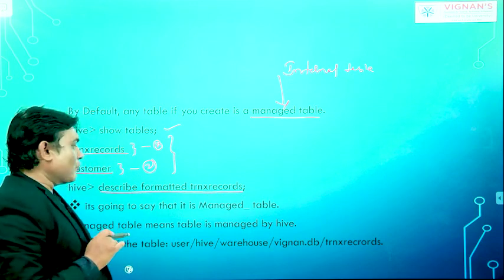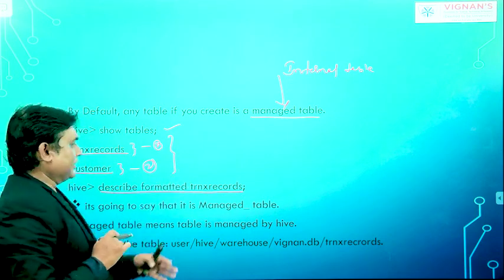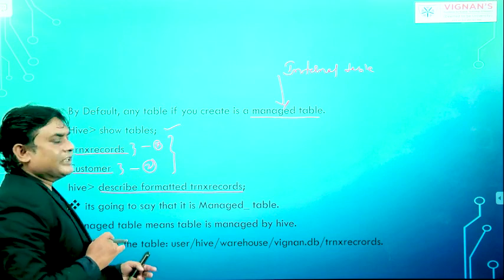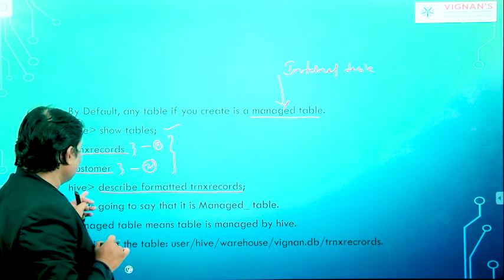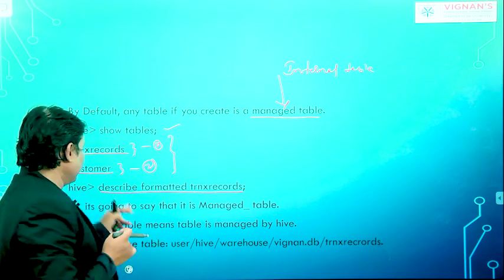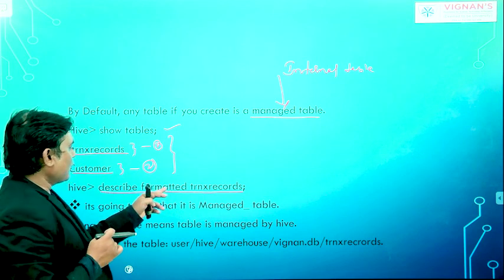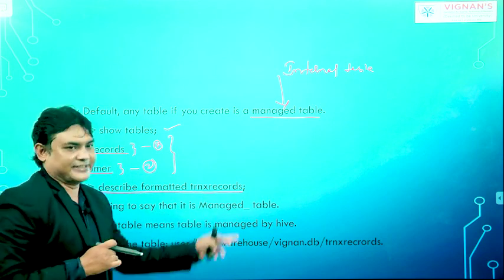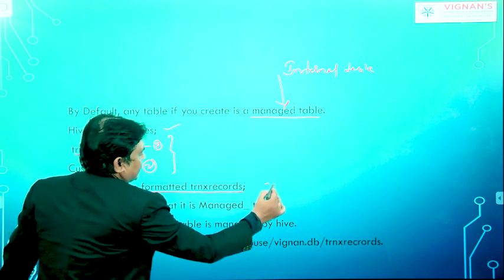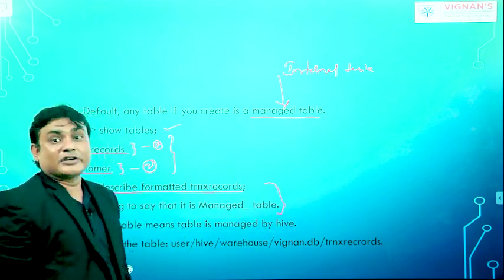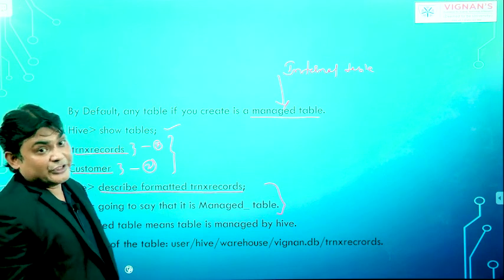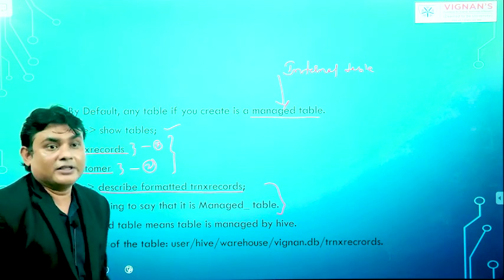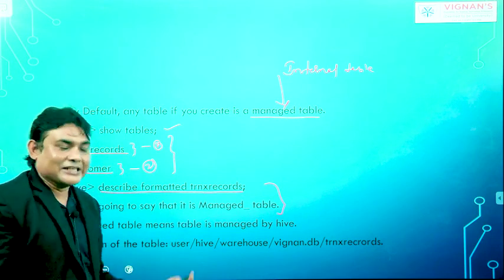Now if I write this command, describe formatted transaction record, we can find what kind of table it is, whether it is a managed table or an external table. If you want to find the format of your table, just write this command, describe formatted transaction record. It says that it is a managed table, not an external table. By default in Hive we get only the managed table or the internal table.